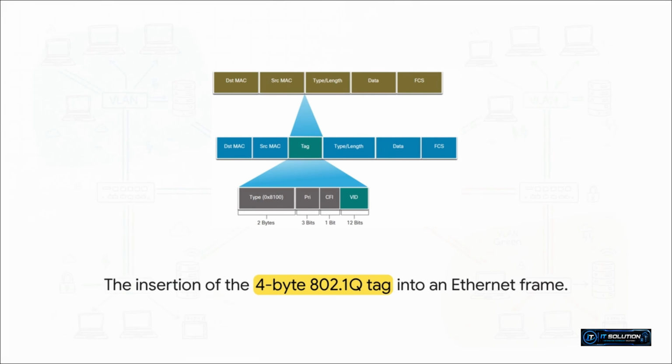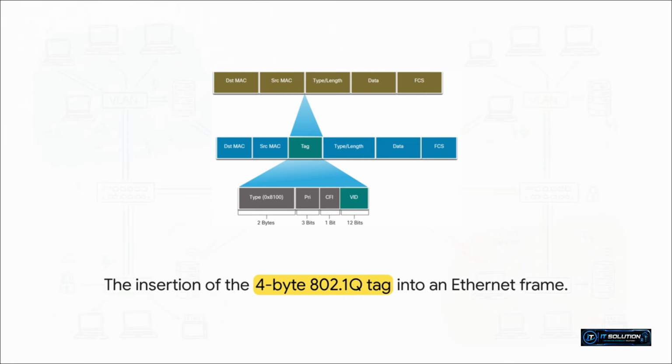And the real magic is happening inside that 4-byte tag, specifically in the 12-bit VLAN ID field. That ID is the exact number identifying the network. And because it's 12 bits long, it mathematically allows for up to 4,096 distinct VLANs on a single network. Pretty wild, right? You'll also notice the switch has to recalculate the frame check sequence at the very end.